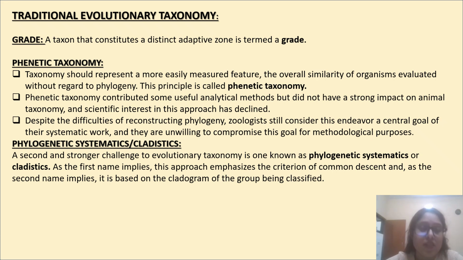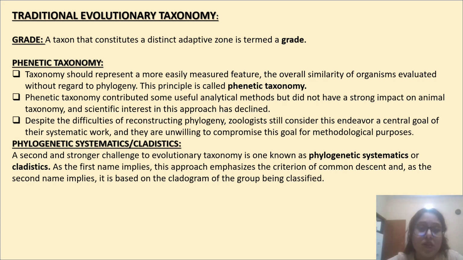Next, traditional evolutionary taxonomy includes grade. What is a grade? A taxon that constitutes a distinct adaptive zone is termed a grade. Next, phenetic taxonomy. Taxonomy should represent more easily measured features, the overall similarity of organisms evaluated without regard to phylogeny. This principle is called phenetic taxonomy. Phenetic taxonomy contributed some useful analytical methods but did not have a strong impact on animal taxonomy, and scientific interest in this approach has declined.